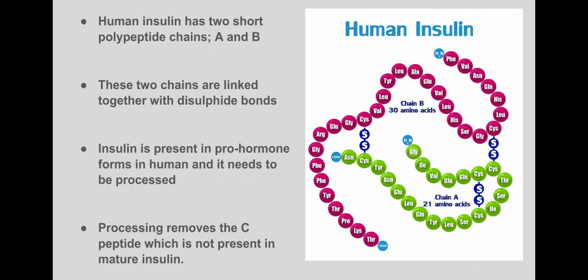Insulin is special in the sense that in mammals it is present in a prohormone form. So what does prohormone mean? That this kind of form needs to be processed to be fully functional. So the prohormone form actually contains an extra stretch of C peptide. There are three chains present, which are A, B and C. So the C peptide has to be removed during maturation.